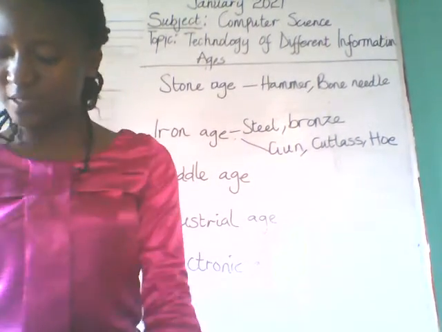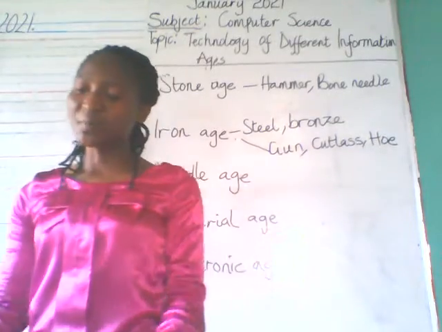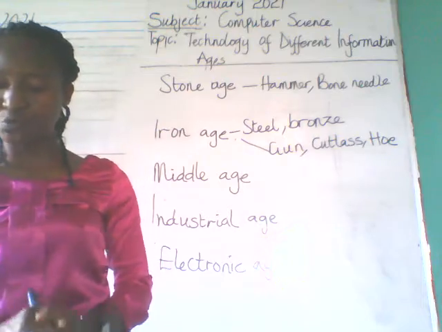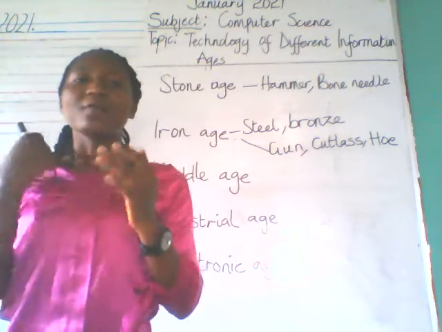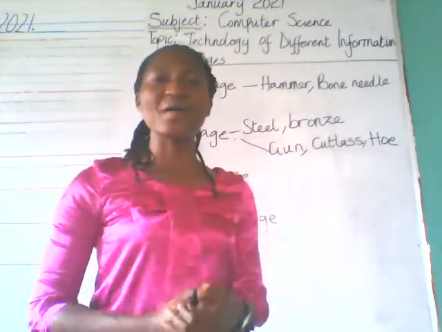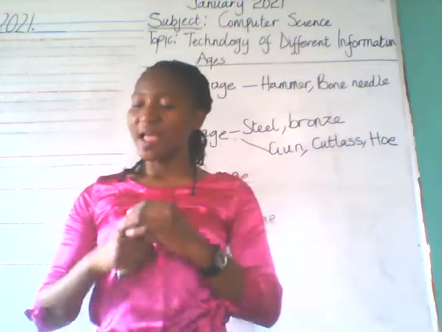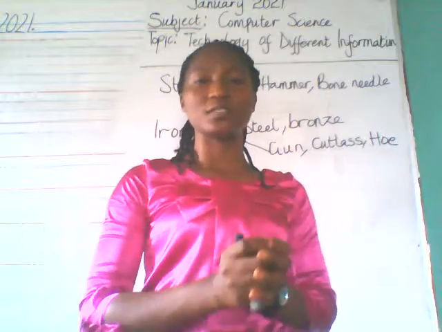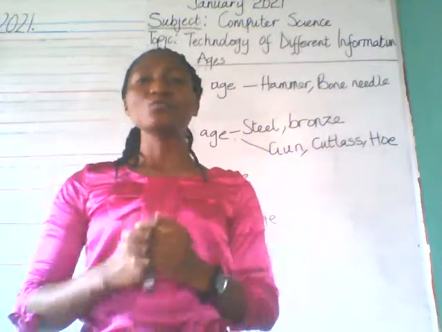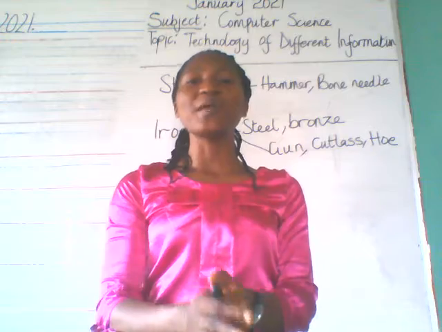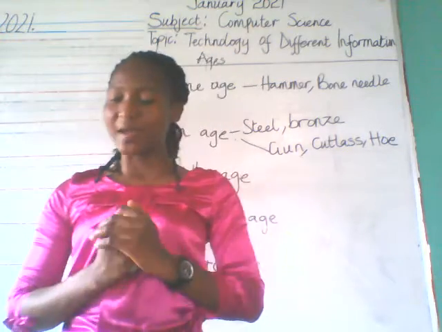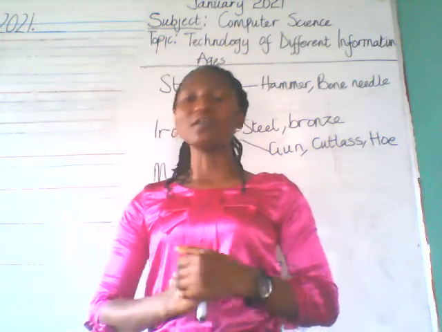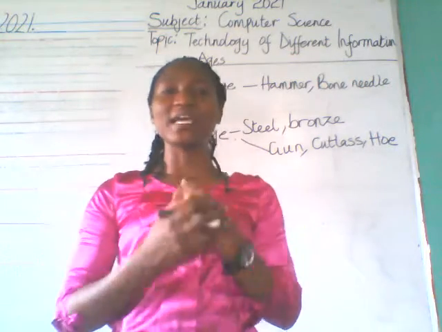Then the next one is the Middle Age. In the Middle Age, people rely on their resources to create tools. And these tools are for building, for farming, for clothing, and other daily tasks. What are those resources? The natural resources. People rely on it to make their clothing materials, their building materials, their farming tools, and other things they need for their daily tasks.